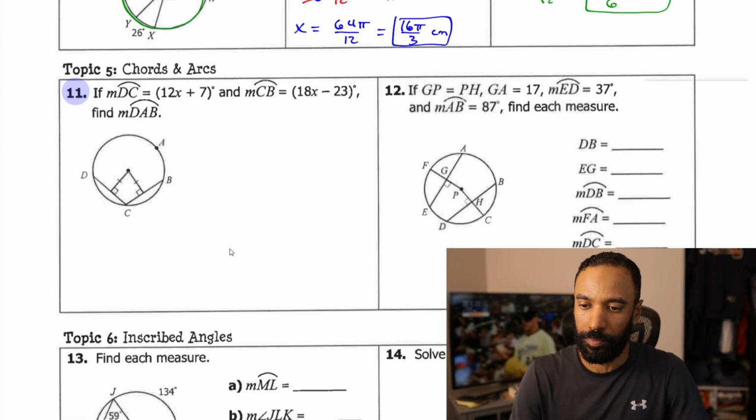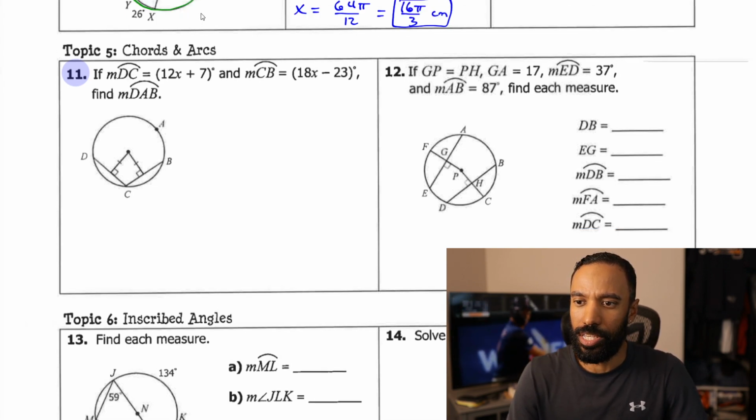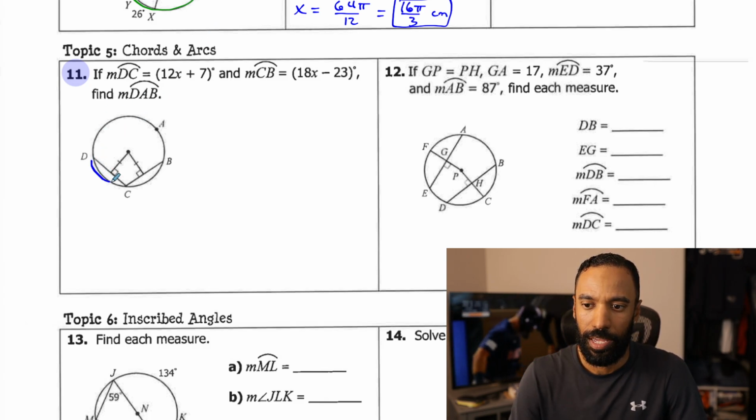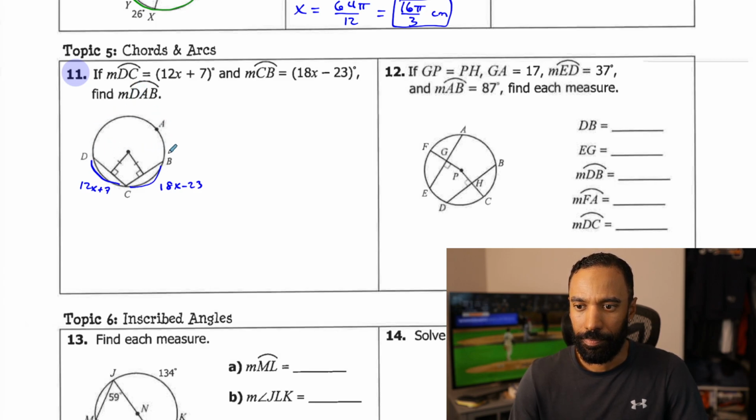Number 11. I don't even know how many pages this is, but I know it's 50 problems. If measure of arc DC is 12x plus 7 degrees, it's back to measures, and this is actually back to like the big ideas math, integrated math 2 stuff. If this is 12x plus 7 degrees, and measure of arc CB is 18x minus 23 degrees, they want to find the measure of arc DAB. That's this guy here. They said find that.